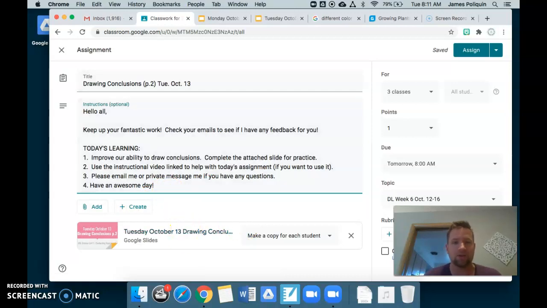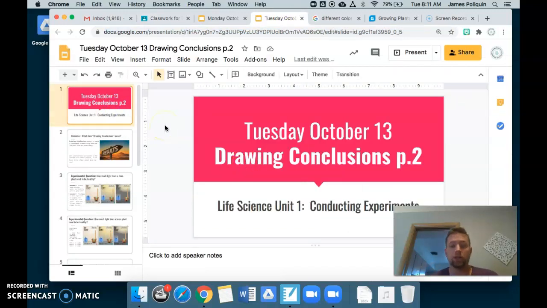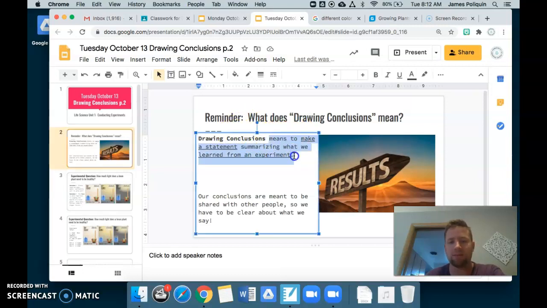So, Tuesday, October 13th, drawing conclusions. We're building off of yesterday's practice on making a conclusion. I shared the same slide from yesterday just to help remind us what a conclusion is and how we draw conclusions. It means to make a statement summarizing what we learned from an experiment. It's typically from data, actual numbers, kind of hard evidence. Our conclusions are meant to be shared with other people, so we have to be clear about what we say.